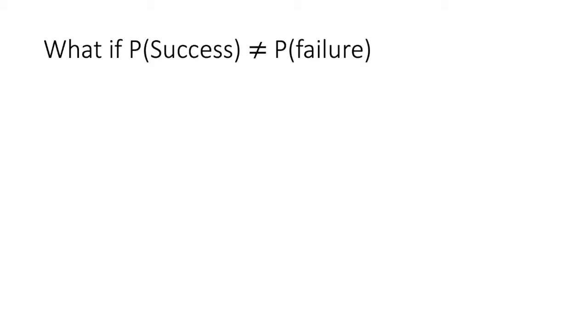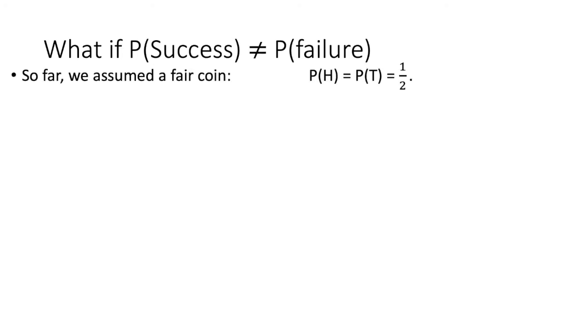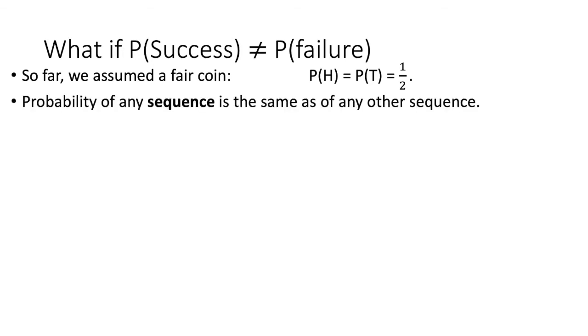So far, we assumed a fair coin. That is, probability of heads equals probability of tails equals 1/2. As a consequence of that, the probability of seeing any particular sequence is the same as that of any other sequence, because each sequence appears only once, so the probability of every sequence equals 1/8. We can also verify this probability in another way.